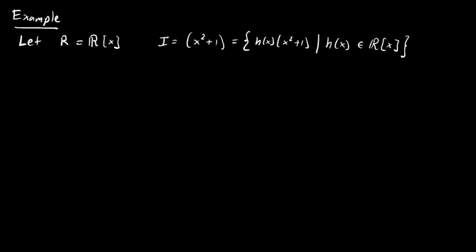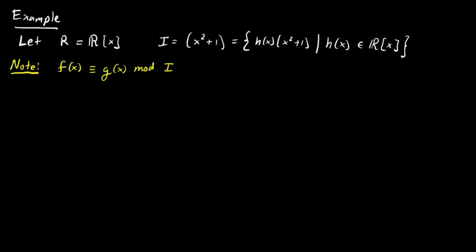So we'll start with the ring R being R bracket X. So these are polynomials with real coefficients. And I'll take the ideal I to be the principal ideal generated by x squared plus 1. And again, all this means is it's all the polynomial multiples of x squared plus 1. So it's all the things in the form h of x times x squared plus 1, where h of x is some other polynomial. So let's explore what it means for two polynomials to be congruent modulo I.